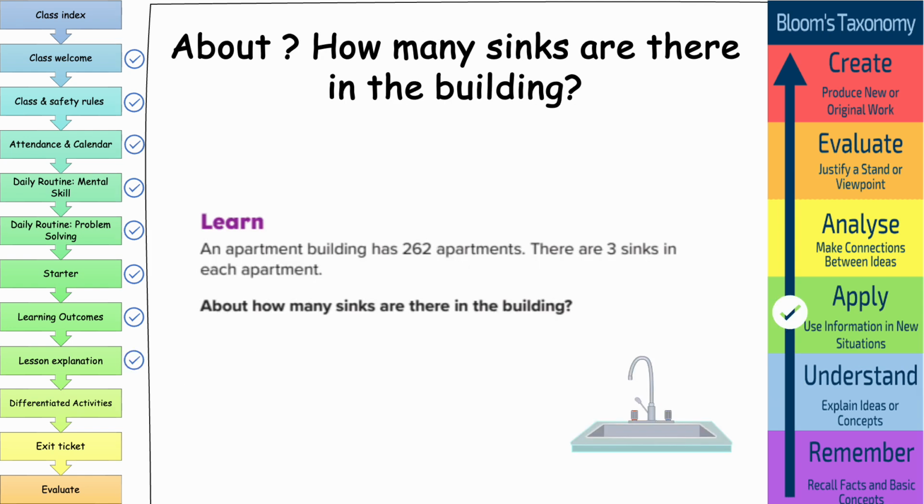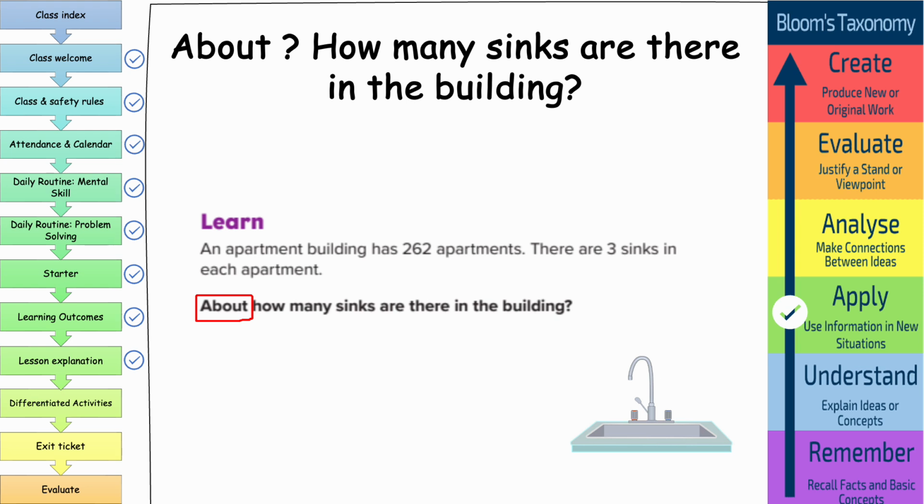An apartment building has 262 apartments. There are 3 sinks in each apartment. About how many sinks are there in the building? Focus, there is the word about. When I see about, it means we need to estimate. So we will be estimating how many sinks there are in the building.